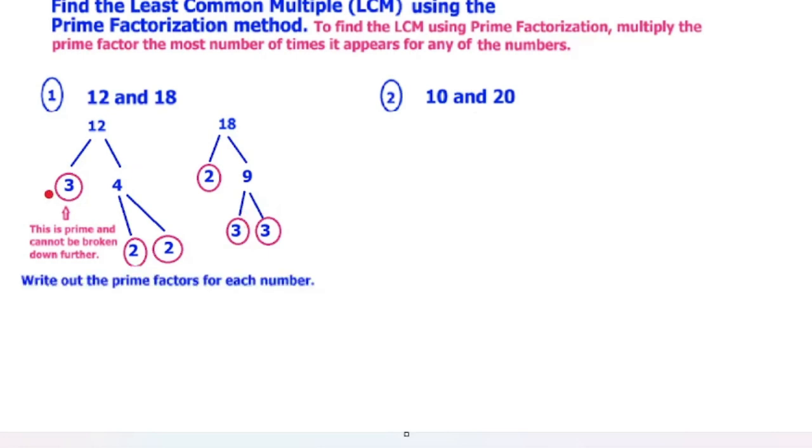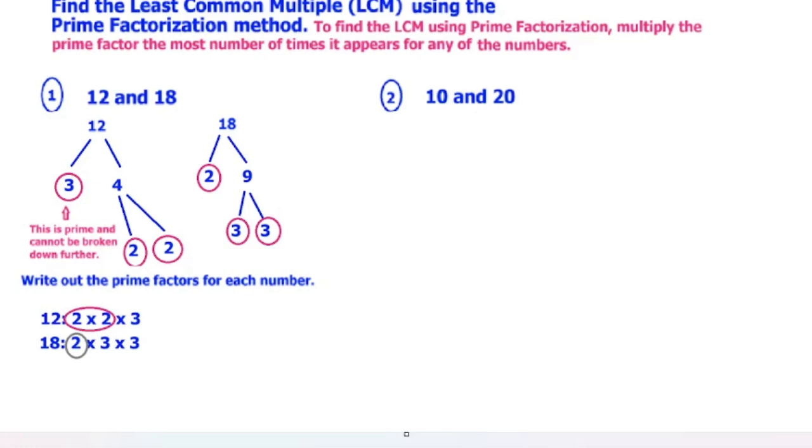So now we write out the prime factors for each number. For 12, it's 2 times 2 times 3. For 18, it's 2 times 3 times 3. Now we can see that 2 is a factor for both, right? But for 12, we have it appear more often than it does in 18. So we keep these two and we don't use this one.